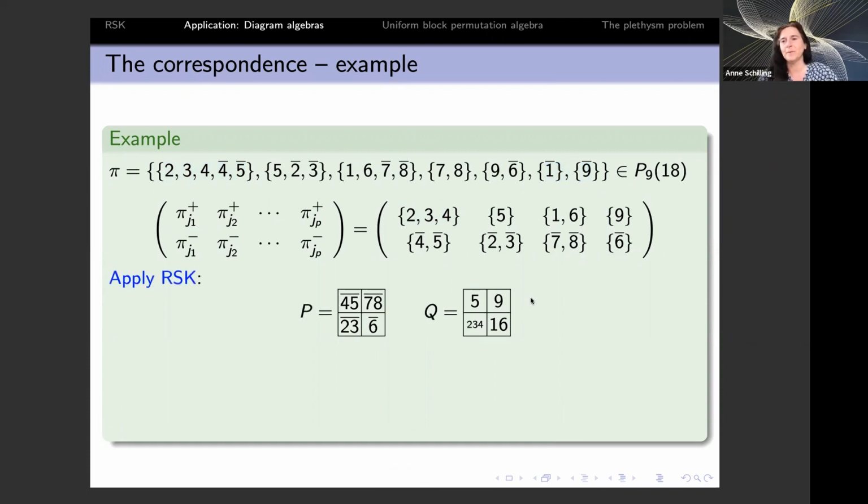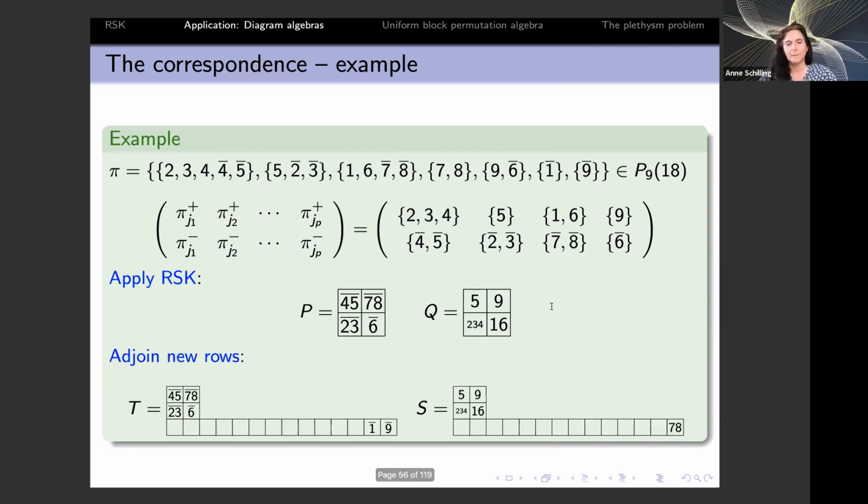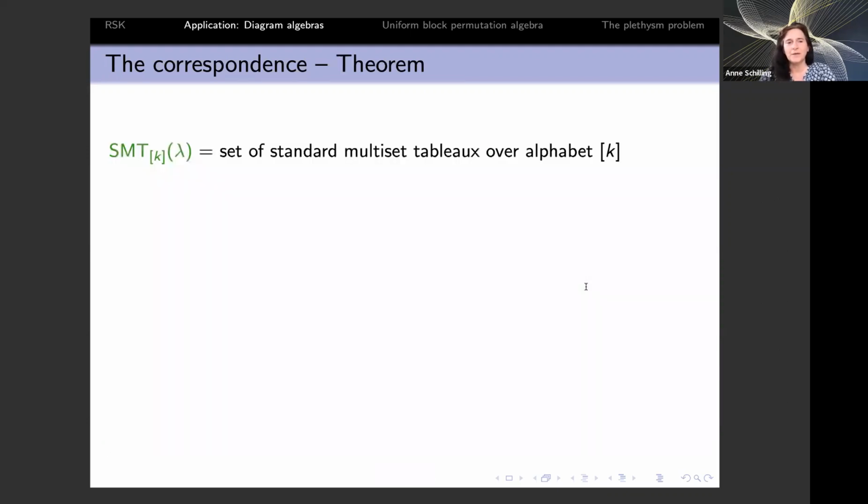So then we perform the usual RSK. If you do that, you get these two tableaux of the same shape. And then the algorithm is such that you add another very long row, so that the size is determined by the 18. And then we are going to insert the letters for the non-propagating blocks. Okay, so that's the algorithm.